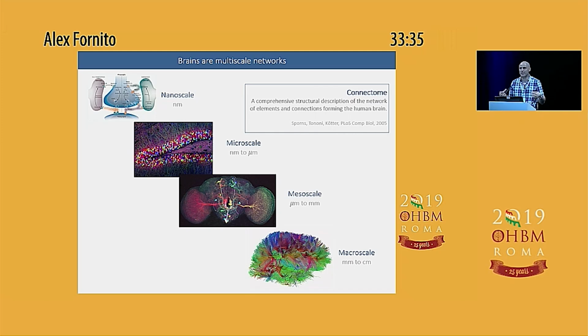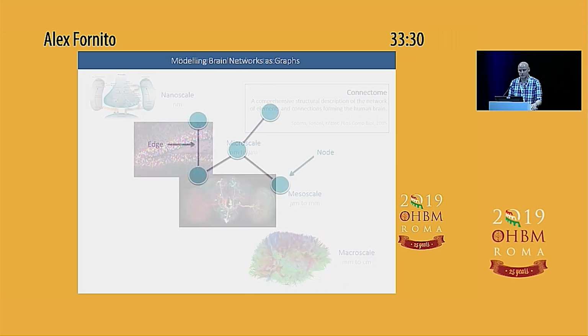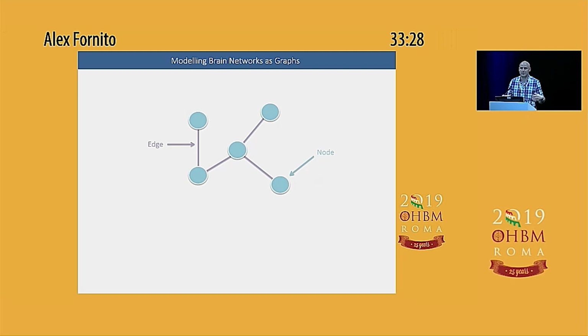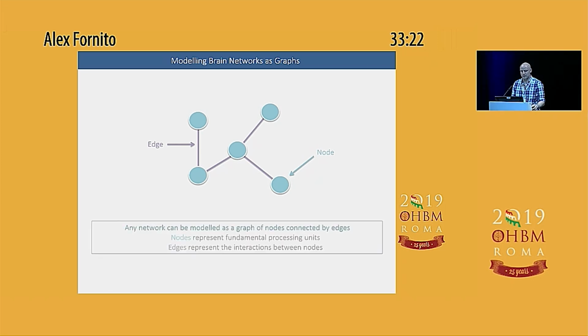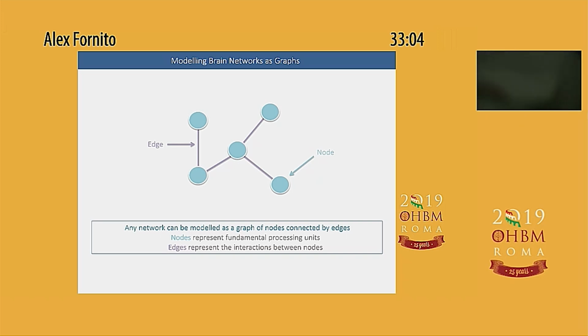And so we can do that by representing the network in the most abstract sense, which is simply as a graph. A graph is just a collection of nodes linked by edges. The nodes represent some kind of fundamental processing unit of the system. So if it's a social network, it would be a person. If it's a brain network, it could be an individual neuron or a specific population of cells. And the edges map the interactions between nodes. So in the brain, it could be structural or functional, depending on how we've measured it, and we'll go into that.